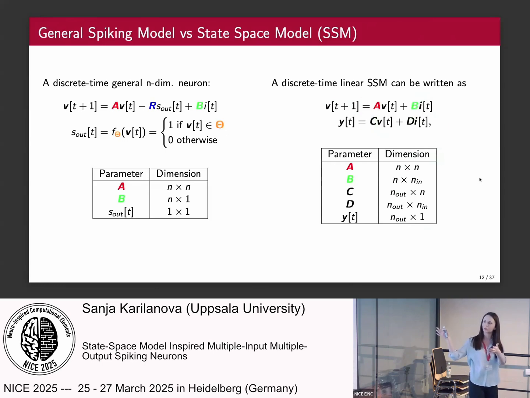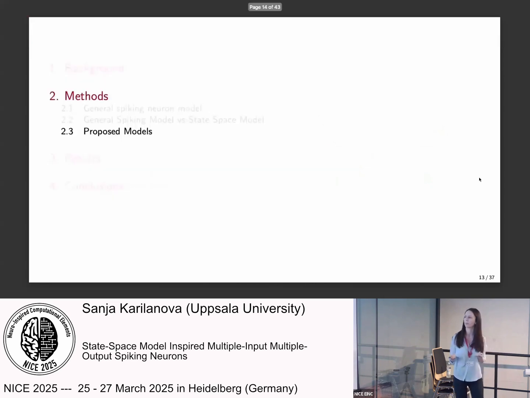Now, if we compare these two, we can see a few similarities as well as a few differences. Similarities are the A and the B matrices, while the main differences are that in the SSMs, we do not have a reset, so there is no nonlinear feedback. Another difference is that here we have a linear output. And a third difference is the dimension of the system. In the SSMs, we no longer constrain the input and the output to be scalars, but the input can be, for example, a vector of n in, or the number of input channels, and the output can be a vector of n out, or the number of output channels.